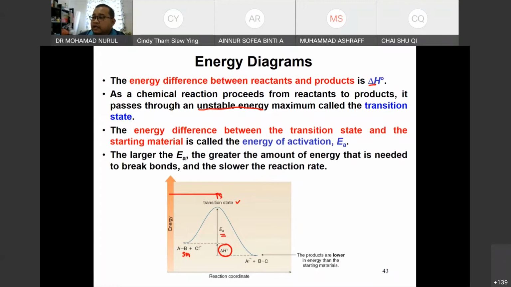And the larger the activation energy, the greater the amount of energy needed to break the bonds in this case, and this means a slower reaction rate, because they need some amount of energy to transform the starting material to the products. The best one is to have a smaller activation energy by using a catalyst or biocatalyst.